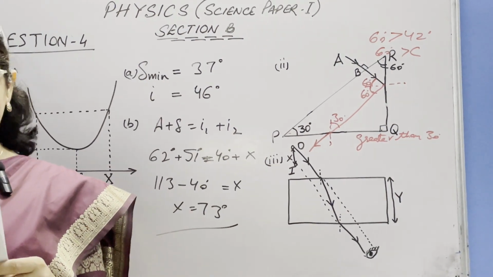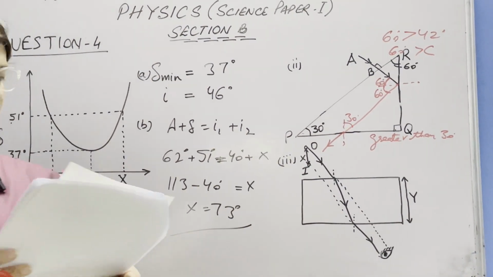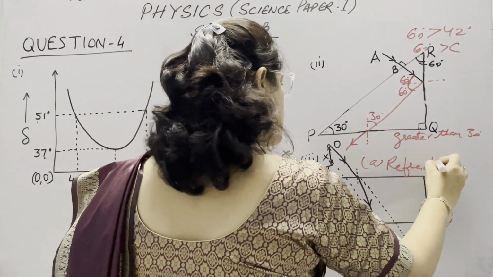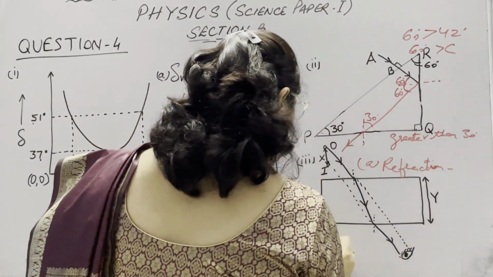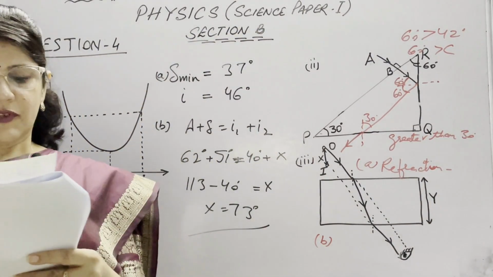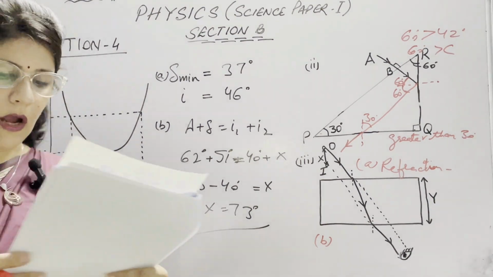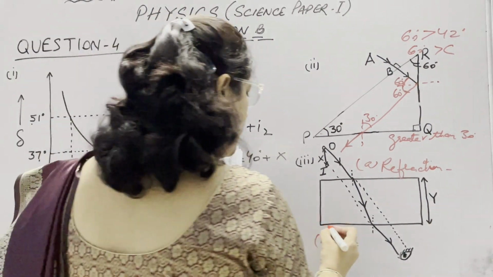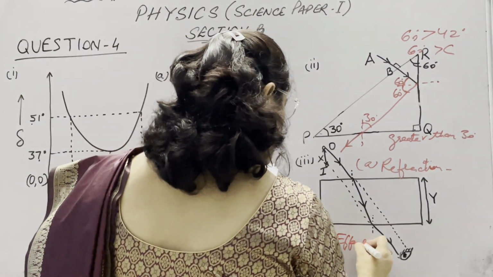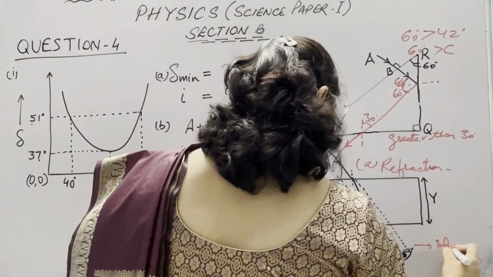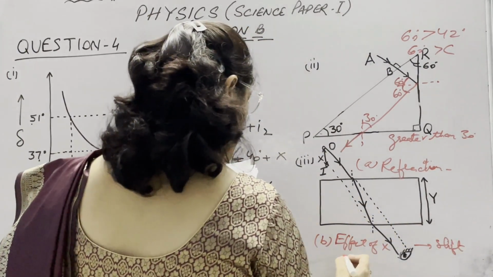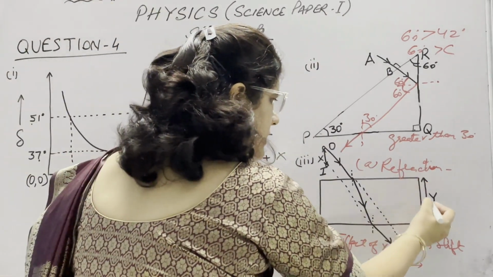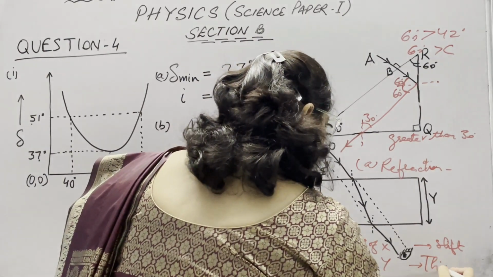Now, state the effect on x when y increases. Now this part is important. For part A, you just need to write refraction and define it. Now in part B, state the effect on x when y increases. Now what is x and what is y? Effect x is shift. It means how much shift is there, and y is the thickness of the glass block, because you can see here, this is the thickness of the glass block.